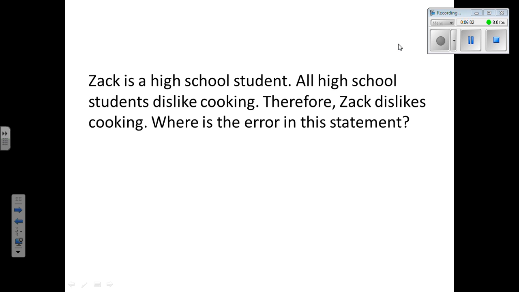So let's try this one. This is part of your practice. This is on page 31. Zach is a high school student. All high school students dislike cooking. Therefore, Zach dislikes cooking. Where is the error in this statement? The error in this statement is in the stereotype. So this statement is stereotyping that all high school students dislike cooking.